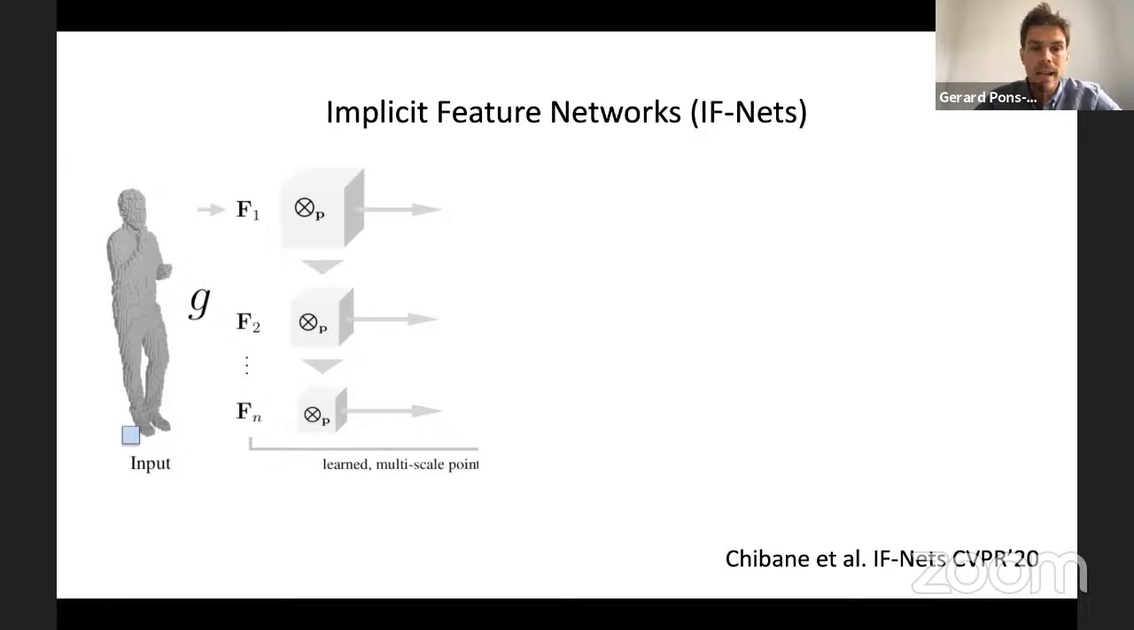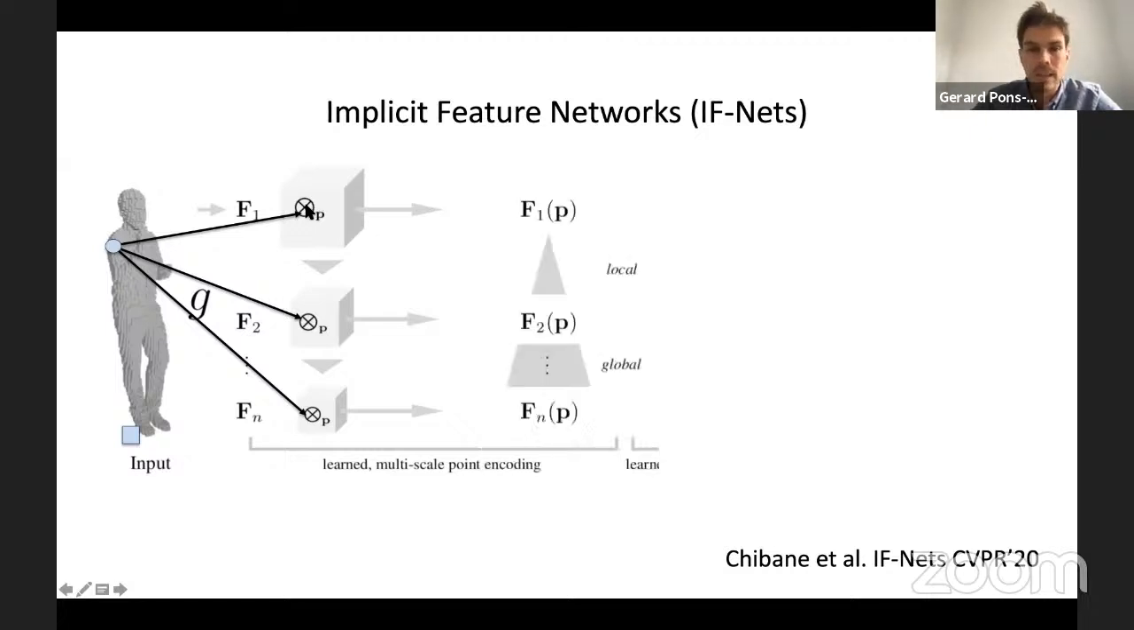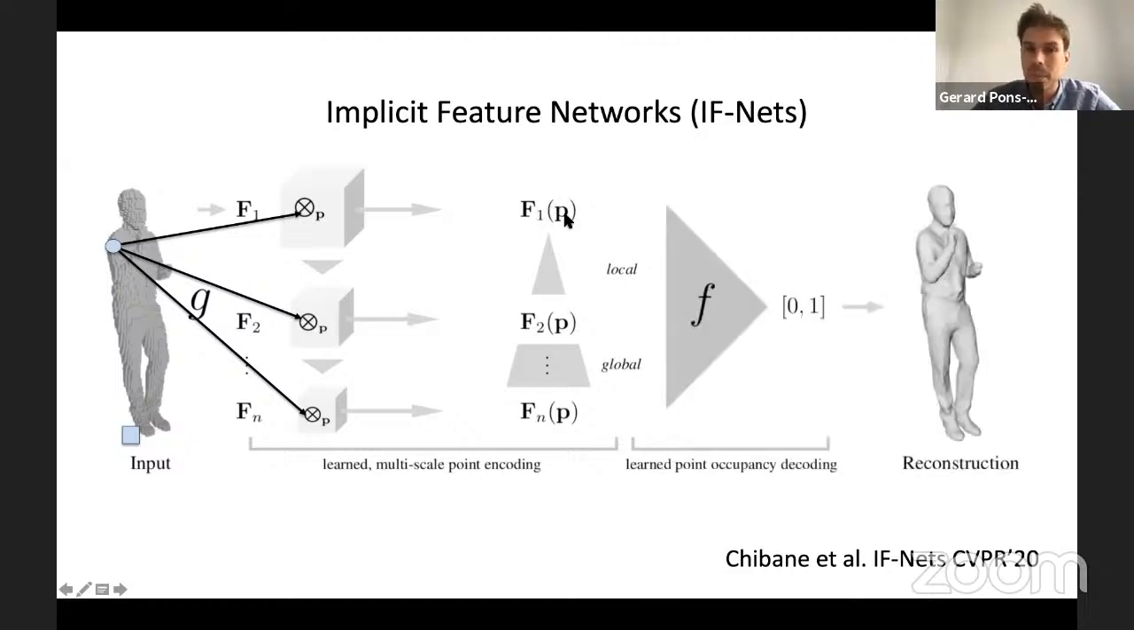details. And now, instead of sending the point to the network to classify it as inside or outside, we're going to extract deep features at these continuous locations in this multi-scale grid. And we're going to obtain these deep features, which are centered at the point, and they will contain global and local information. Fn of P, more global, until F1 of P, more local. And then we're going to send these deep features and classify this point as being inside or outside.